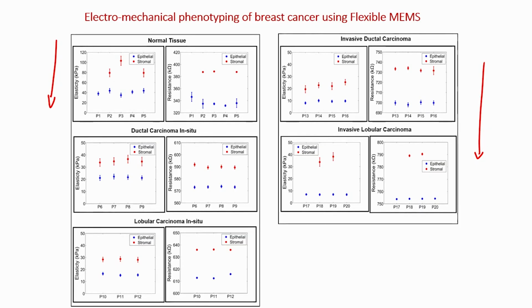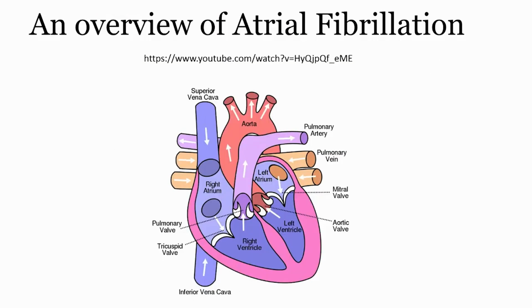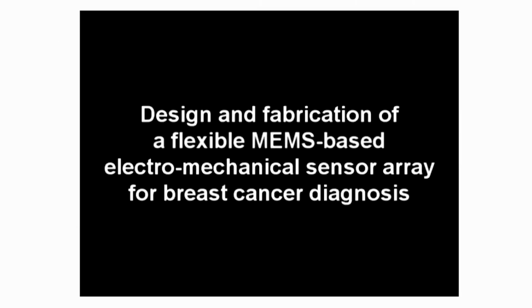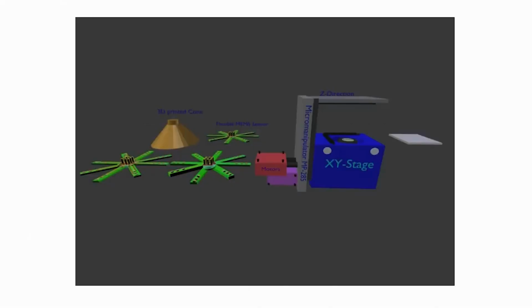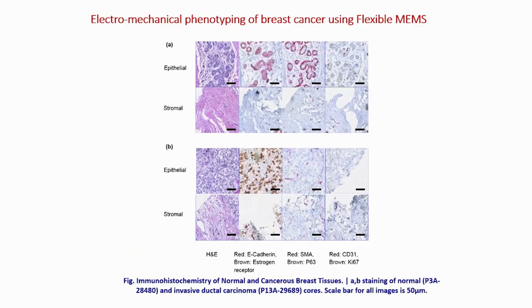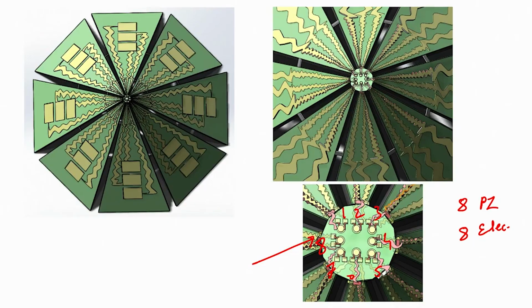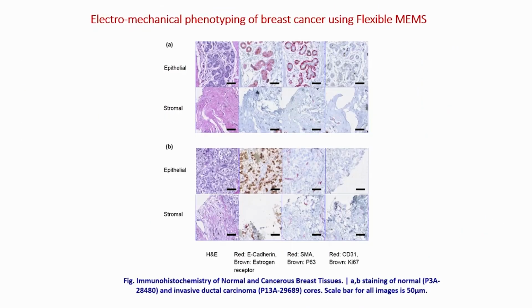Right guys. So, what we have learned? We have learned the flexible MEMS, right, which is capable of delineating the normal and ductal carcinoma in situ or lobular carcinoma in situ and invasive ductal carcinoma or invasive lobular carcinoma tissues that is obtained from the biopsy, right.